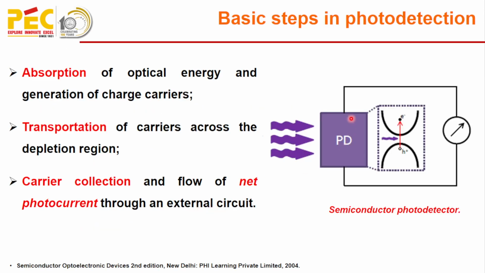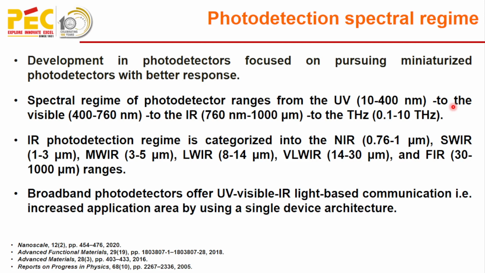Now, when we fall the light on the photodetector, the photosensitive material will absorb that optical energy and it will generate the charge carrier. This charge carrier will be transported across the depletion region, and by applying the suitable bias to the photodetector, we can collect the charge carrier and it will give the flow of the net photocurrent through the external circuit. Now, the development in the photodetector has been largely focused on pursuing miniaturized photodetector with better response. This is possible due to the photoelectric effect in the photosensitive material.